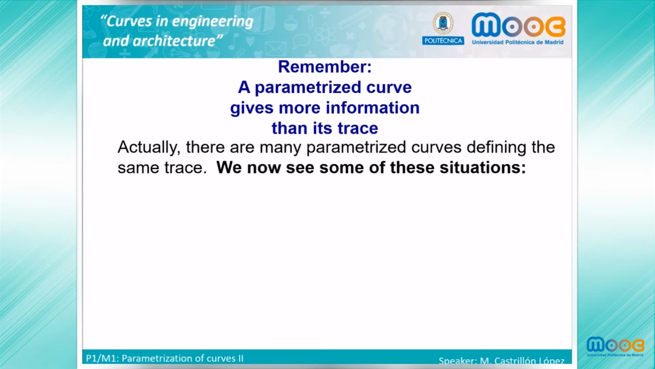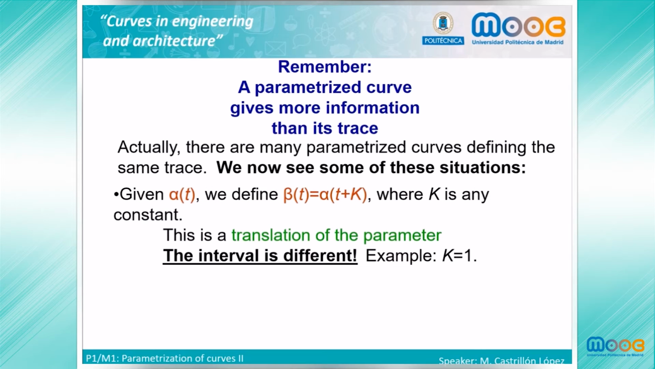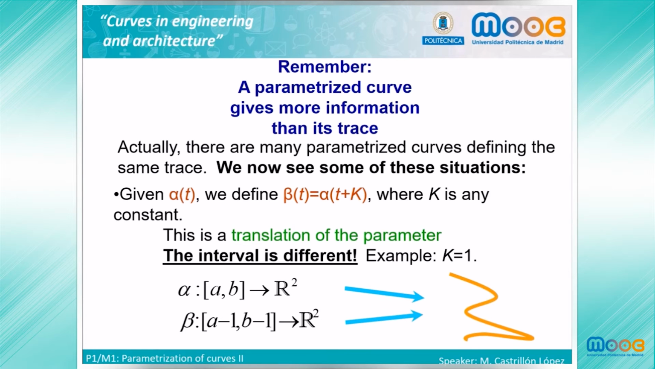Actually, there are many parametrized curves defined in the same trace. We now see some of these situations. For example, if one has a parametrized curve alpha and one adds a constant to the parameter t, then one has a new curve beta. This is a translation of the parameter, and the interval of the new curve is different. For example, for k equal to 1, if the first curve is defined in the interval a, b, the second curve will be defined in the interval a minus 1, b minus 1. But both curves define the same trace.